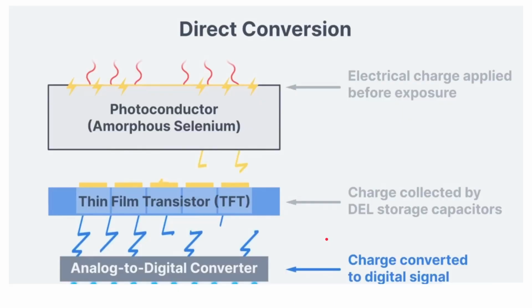We're going to break down some direct conversion. This is a direct system with digital radiography. The X-rays hit a photoconductor made of amorphous selenium. That amorphous selenium emits an electrical charge. That charge is collected by the detector elements, and the thin film transistor, the TFT, is then able to release them to the analog to digital converter. So that analog charge is converted to an electrical signal, or a digital signal to be exact.